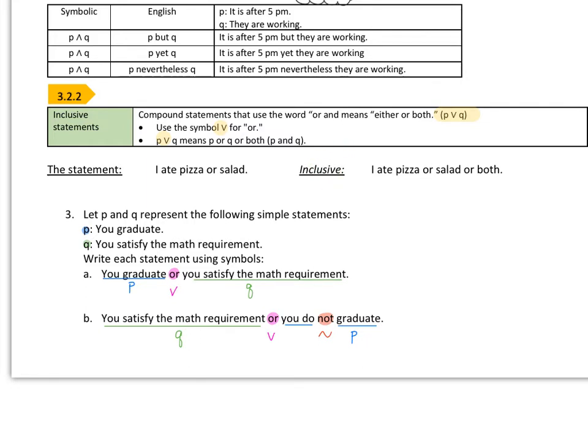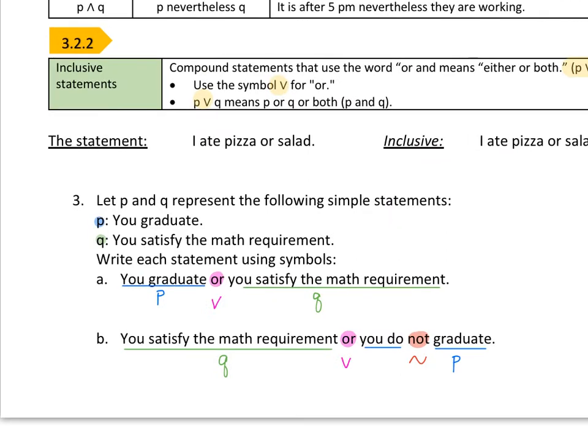Let's look at this next example 3. Let P and Q represent the following simple statements. P is you graduate, Q is you satisfy the math requirement. Now let's use symbols. I see you graduate, so I know that's our P. I see the word or, so now I'm going to use that V symbol. And I see you satisfy the math requirement, which is our Q symbol. Putting it all together, we have P or Q.